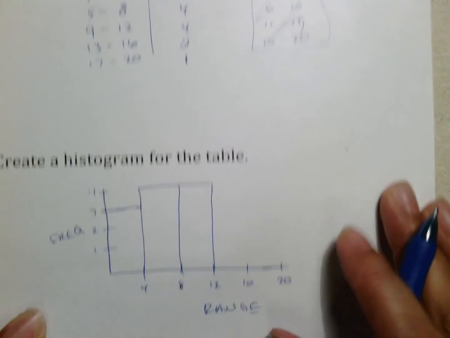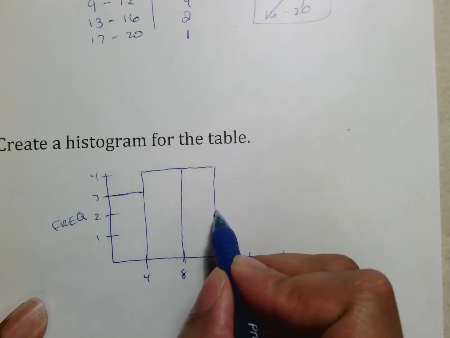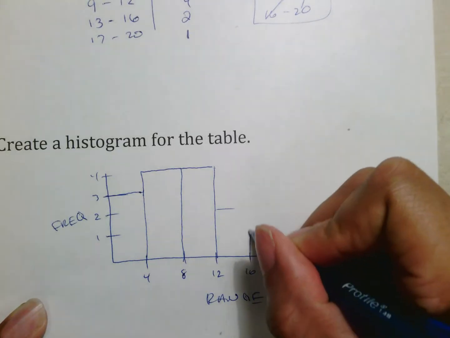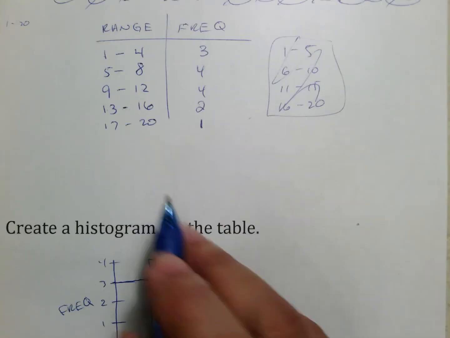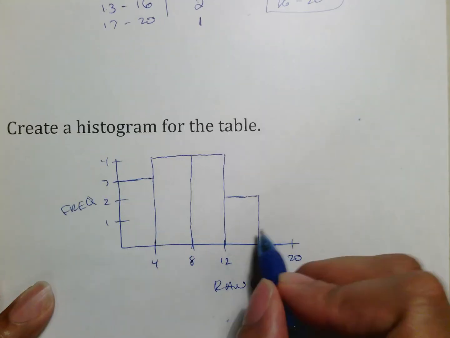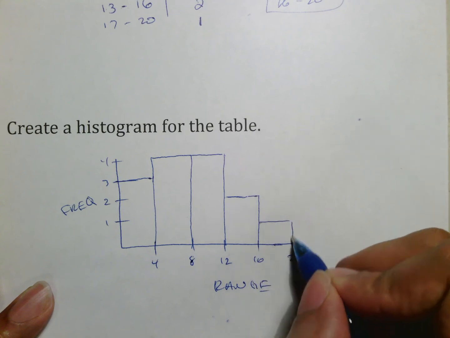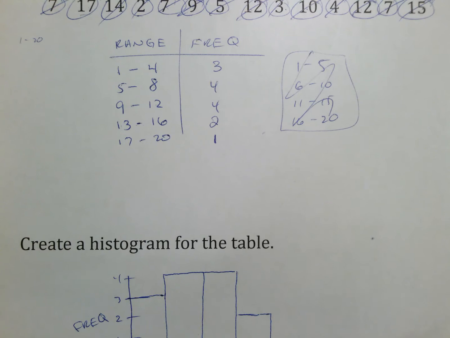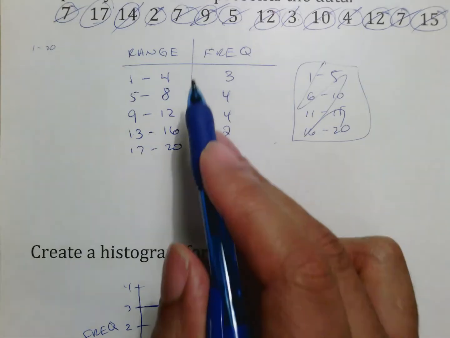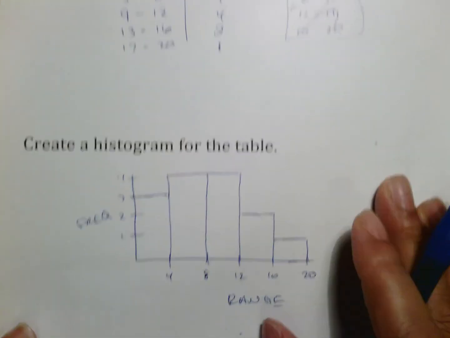From 13 to 16 we have a frequency of 2, so from there we put our best interpretation of where 2 would be and draw that part. And then for 17 to 20 we have a frequency of 1, which would be somewhere around here. That is a histogram. And so notice that your histogram is just a visual of the frequency table, which is really just what you're going to do.